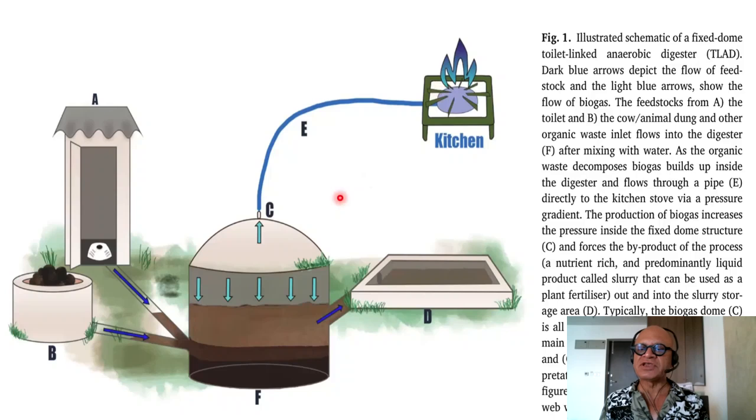The production of biogas increases the pressure inside the fixed dome structure C and forces the byproduct of the anaerobic digestion, which is a nutrient-rich, predominantly liquid product called slurry that can be used as a plant fertilizer, into the slurry storage area D here. Typically, biogas dome C is all that can be seen above the ground of the main digester, though in some cases both F and C, so here is C, here is F, are buried underground.